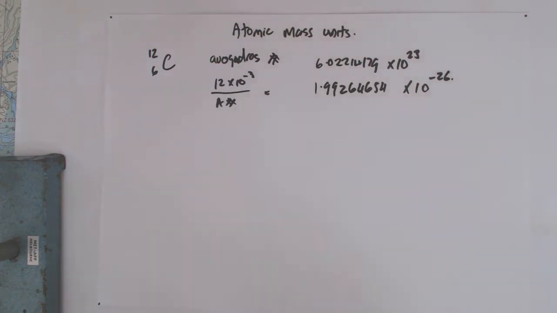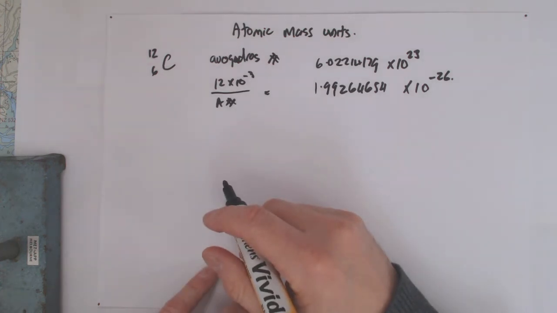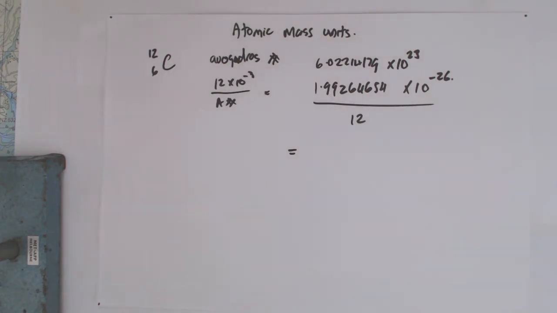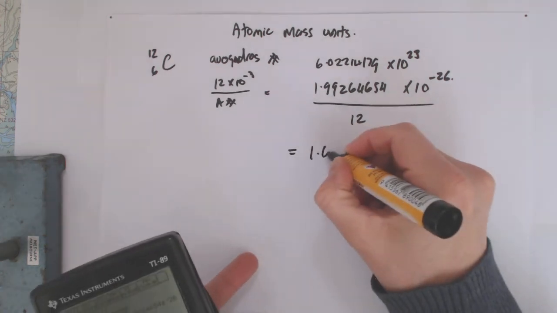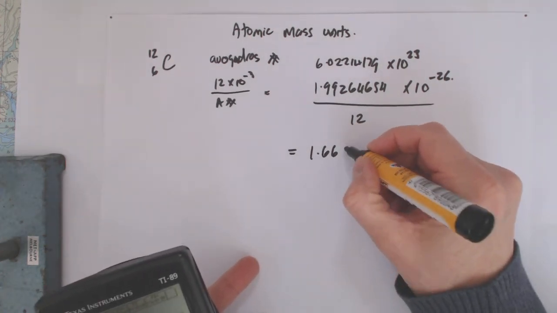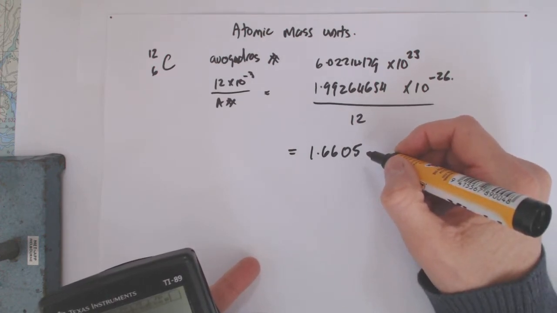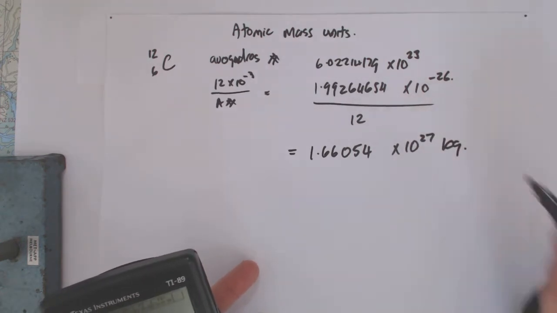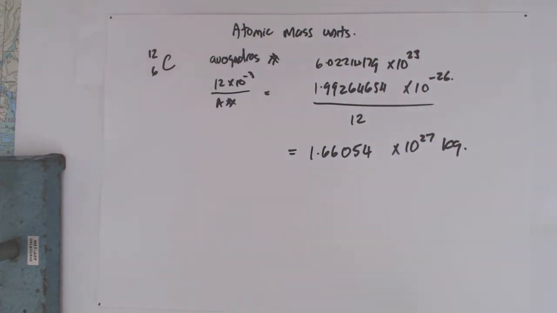Then what we do is we don't want the mass per carbon-12, we want the mass per nucleon, and that's what an atomic mass unit is. So now we have to divide that number by 12, which gives us 1.6605305 times 10 to the minus 27 kilograms. Now that's the mass of an atomic mass unit. So if that's the mass of an atomic mass unit, we've got it in kilograms.